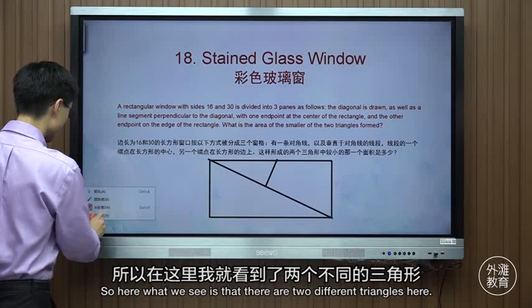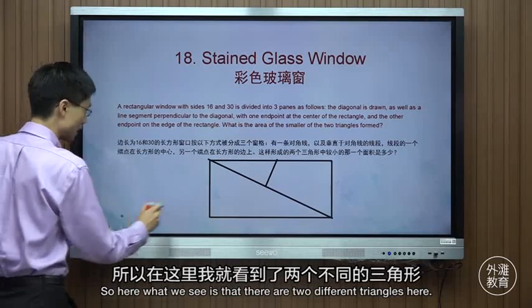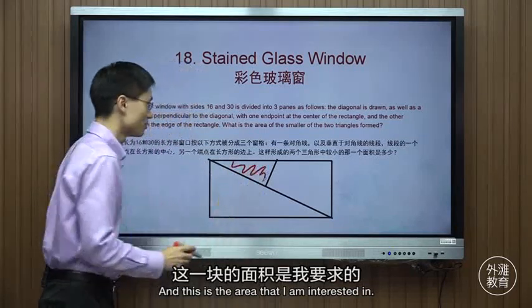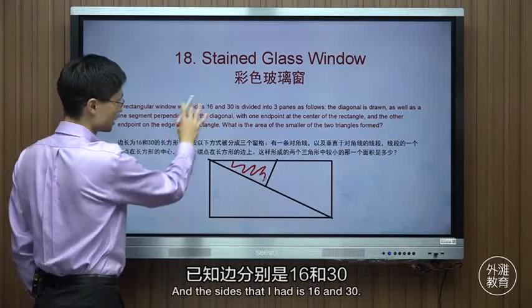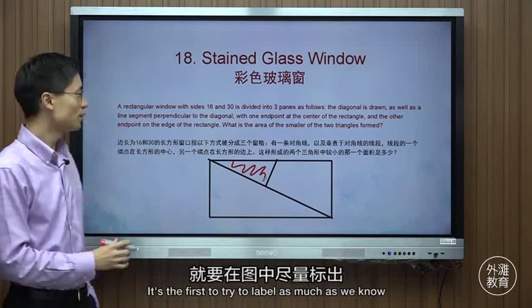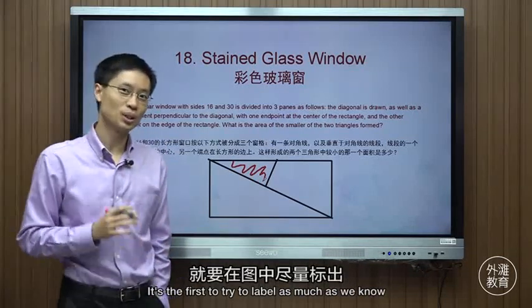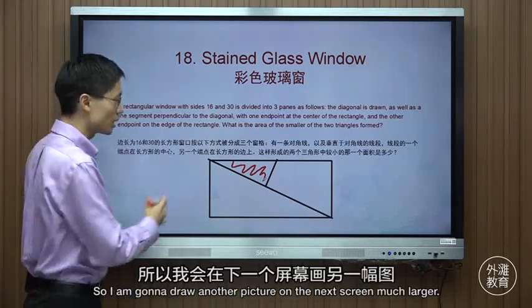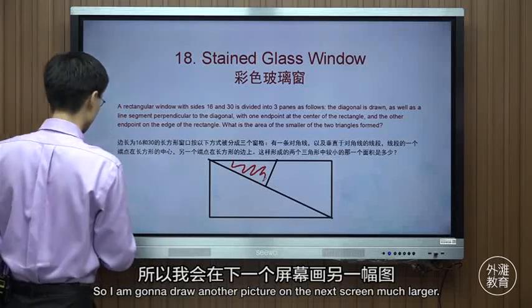So here what we see is that there are 2 different triangles here, and this is the area I'm interested in. And the sides that I have are 16 and 30. How to start a question like this is to first try to label as much as we know about the picture. So I'm going to draw another picture on the next screen, much larger.